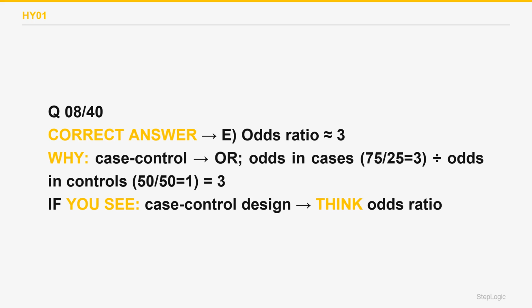Relative risk requires incidence in exposed versus unexposed cohorts, which a case-control design cannot provide because subjects are selected by disease status. So no relative risk value is valid here. Choice B, wrong. An odds ratio of 6 comes from mispairing the cross product. The correct calculation, 75 times 50 over 25 times 50, equals 3. Choice D, wrong. Case-control data yield an odds ratio of about 3.